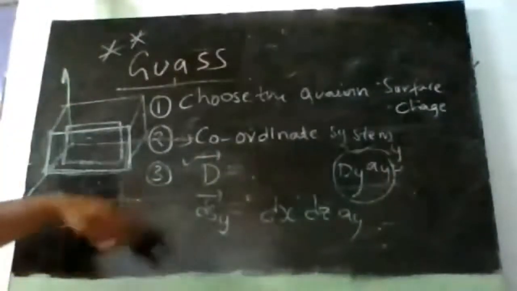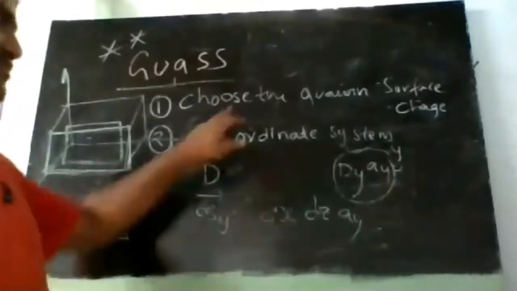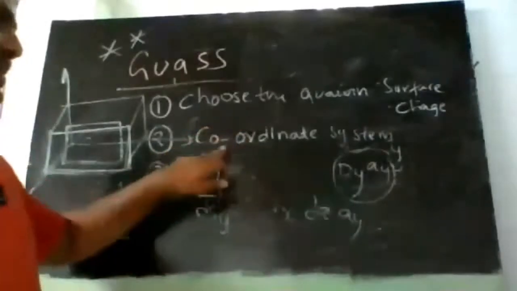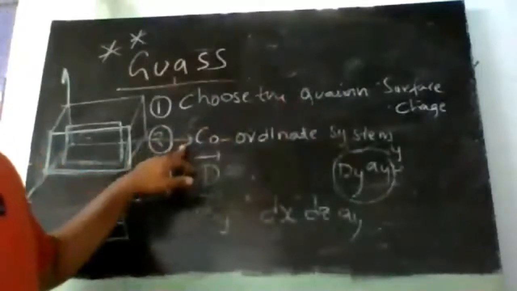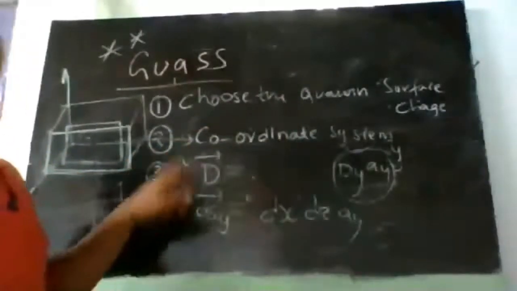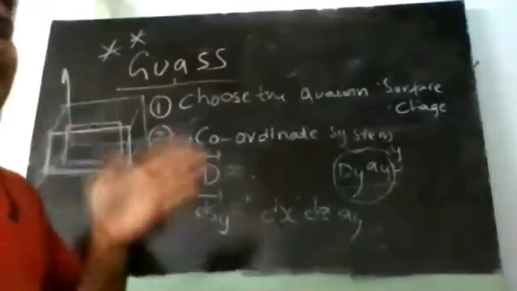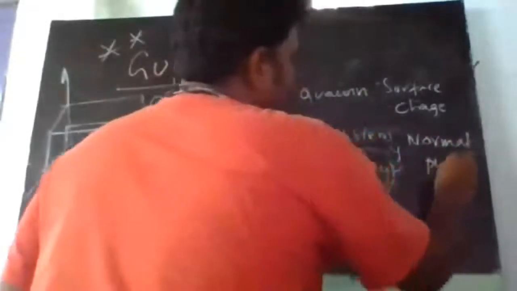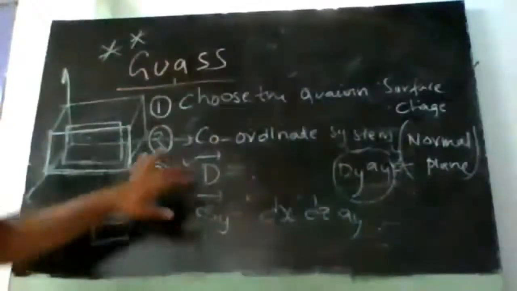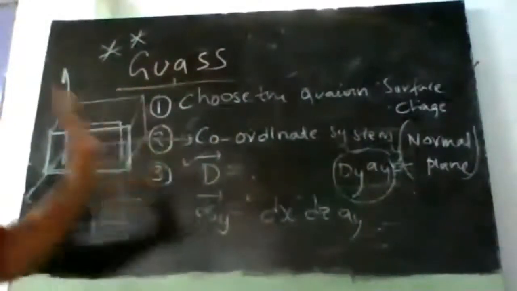Most important. So till now, first we have to choose the Gaussian surface. Second, as per the Gaussian surface, choose a coordinate system that matches with this. Then after doing that, identify the normal plane. Normal plane has to be identified, and for this normal plane, you have to write down what the D bar is and what the dS bar is.